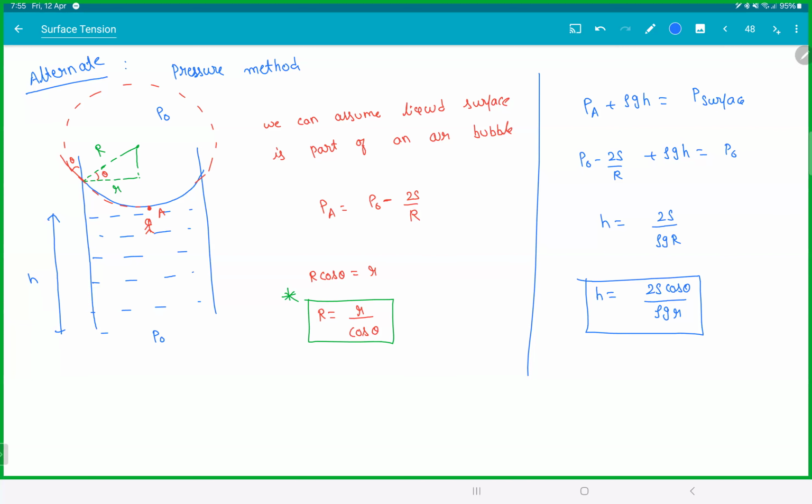Clear? That is one thing. Now, if you observe here, this theta can be negative also. For mercury and all, the liquid will actually be depressed.